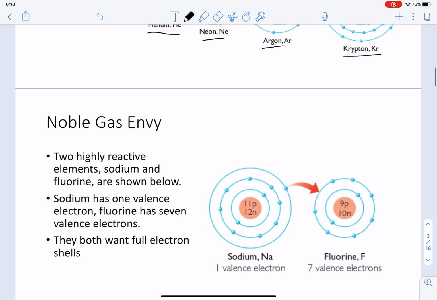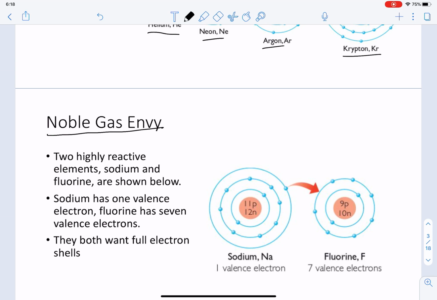So because noble gases are kind of like better than other elements, it's not really better, but they're more stable than other elements, we kind of refer to this as noble gas envy, because other elements want to be like the noble gases. They envy them. Meaning other elements want to have stable electron shells. So they're going to move, transfer, share, donate electrons to have a full outermost electron shell. Sometimes that's 2 electrons if it's the first energy level. Sometimes that's 8 if it's the second, third, fourth energy levels.